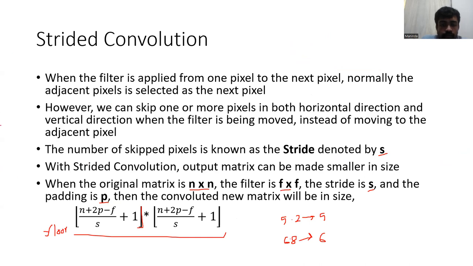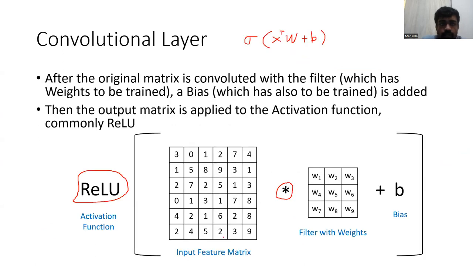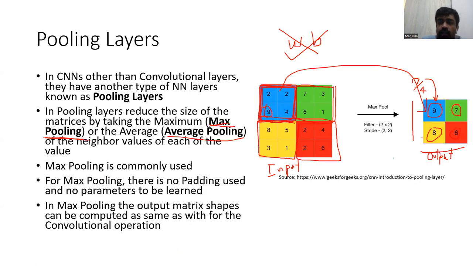Then you can use this formula, the same as for the convolution layer, and calculate the dimensions of the pooling layers.